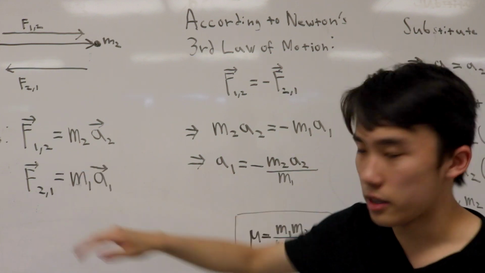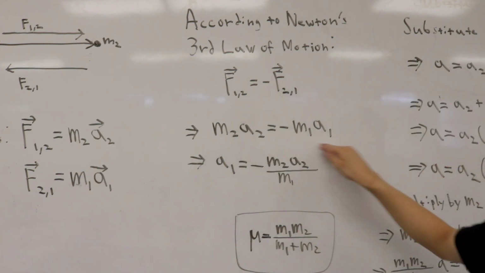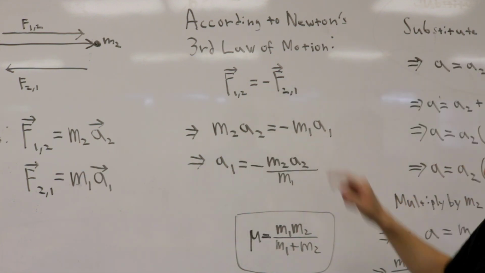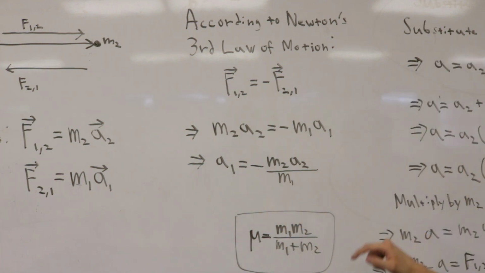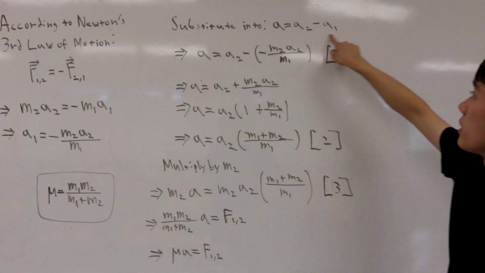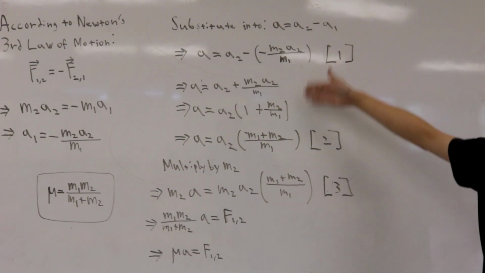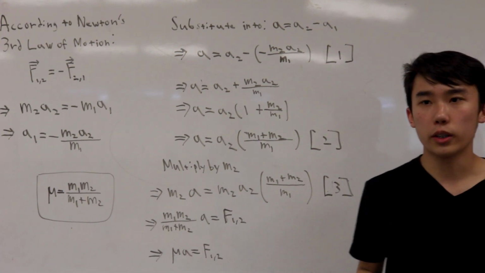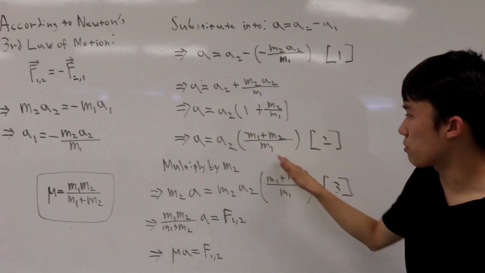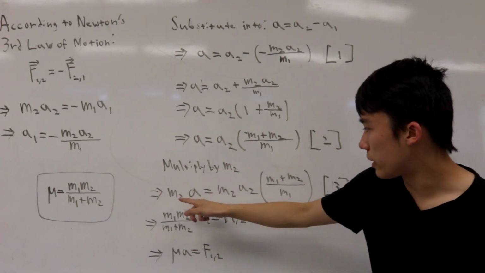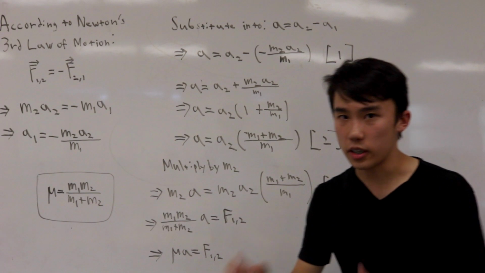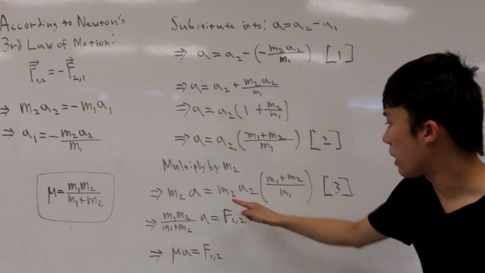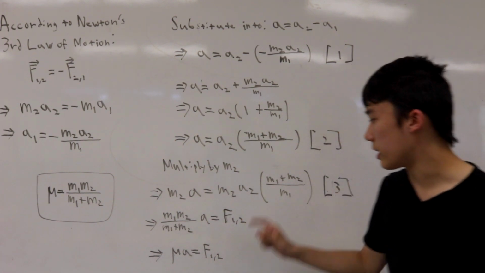Substituting the right-hand sides of these equations in, we obtain this, and isolating for a1, we get this. Substituting in the equation we found earlier, after some algebraic manipulation, we can arrive at equation 2. Now what we're going to do is take equation 2 and multiply both sides by m2. So we get m2 times a, which doesn't give us anything because we haven't defined it, but m2a2 we have defined. It's f12.